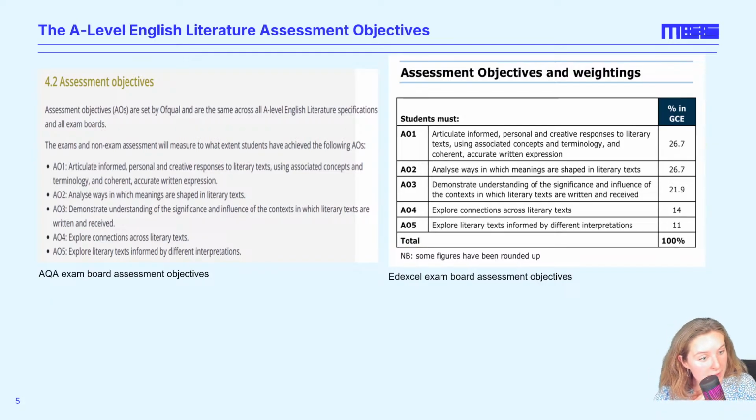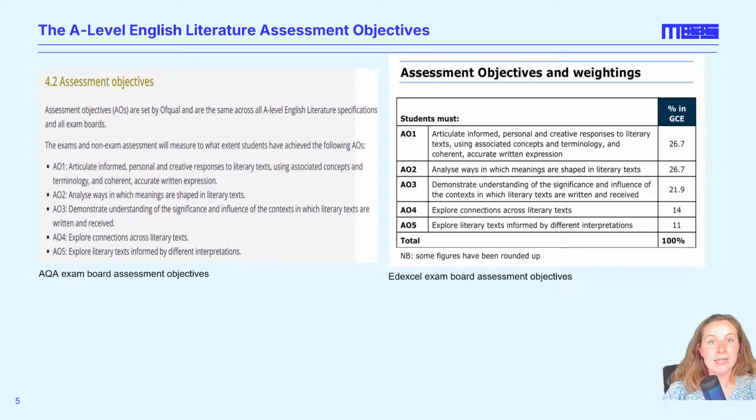AO4, rather than being as it is in GCSE, VSPAG, is now connections across text. Now this isn't offered for or marked for every single question you have for A-level, because not all of them are comparison questions. But this part, AO4, is expecting you to craft an analysis of comparing and contrasting two texts, whether that's poems or prose texts, and building an argument that compares and contrasts them.